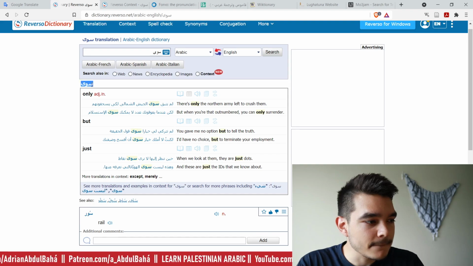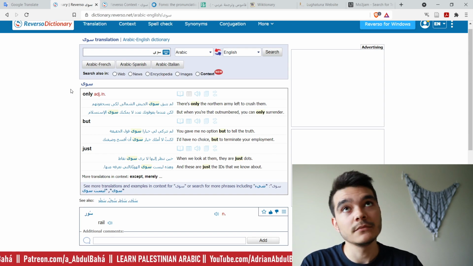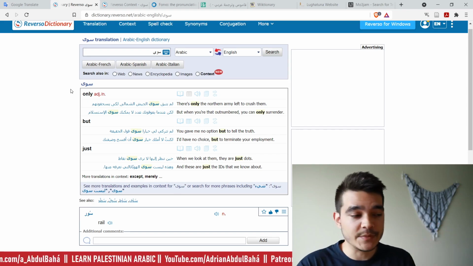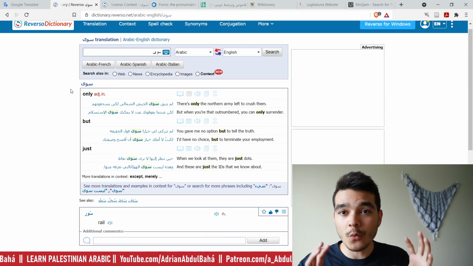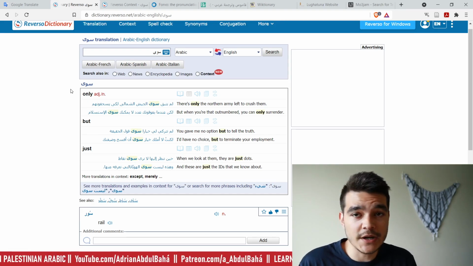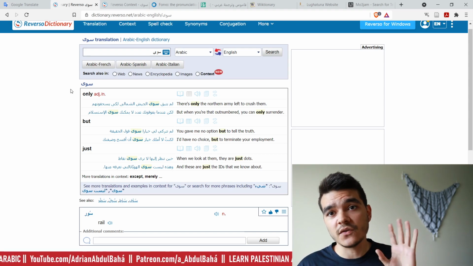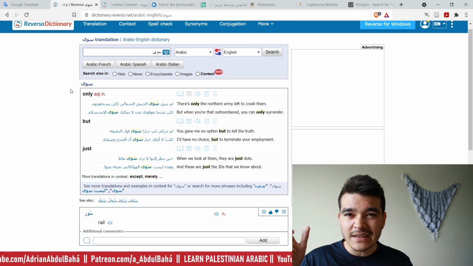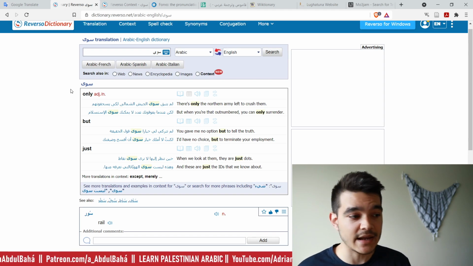So the key thing is that, as you notice, I wrote sawa, or let's say I'm learning Palestinian Arabic and I heard sawa and I wanted to type that in and I typed this. Well, this is not what I'm looking for. What we're looking for is the verb to do. And yet this is giving me only, but, just. This would be very confusing, right? So that's the problem with Reverso Dictionary, is that it's also based on Fusha, mainly. It might have a little bit of the dialect in there, but not really enough, because to do is clearly the most basic term, and yet it doesn't have that.